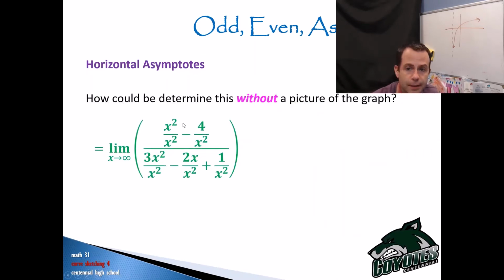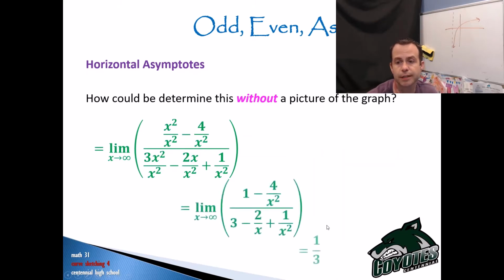Okay, here that's going to get me 1. This is going to be 0. This is going to be 3. This is going to be 0. This is going to be 0. And that's where I get the 1 over 3.